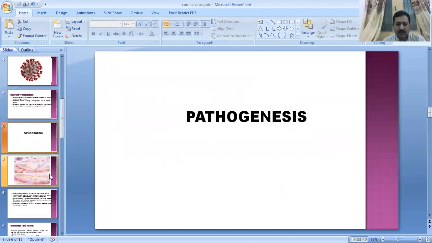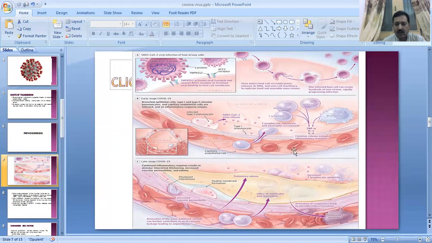Now we come to the pathogenesis, that is, how the virus can infect our organs or systems. This virus basically infects the pulmonary system. It can also infect other systems like the GIT, kidney, and other areas. This is the coronavirus, and these are its glycoproteins. These glycoproteins attach to the host cell surface receptors, which are the angiotensin converting enzyme 2 receptors. Then through the process of endocytosis, it enters into the cell.